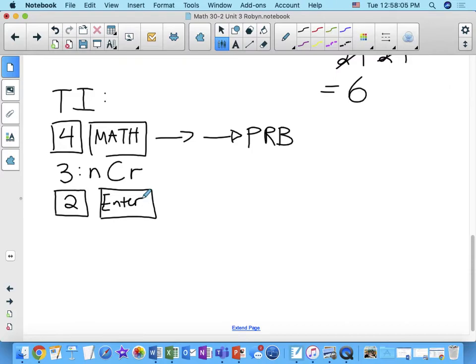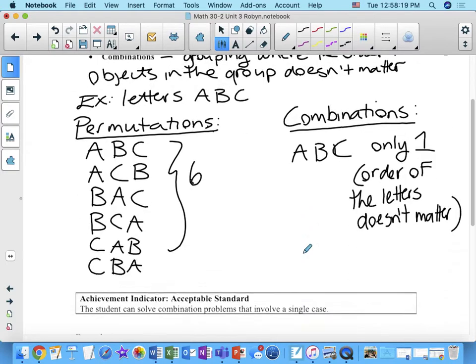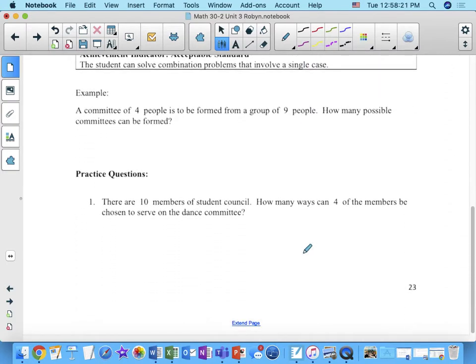Who has a Casio? Did you figure it out? Yeah, you're good? Okay, cool. Okay. Let's get into some problems. I think you're actually going to like these. I think you're going to find them simple, not simpler, more simple than permutations.